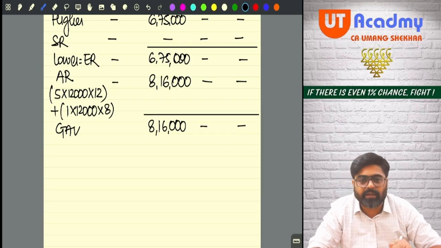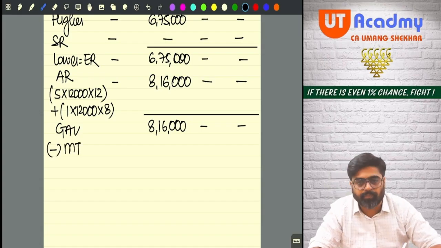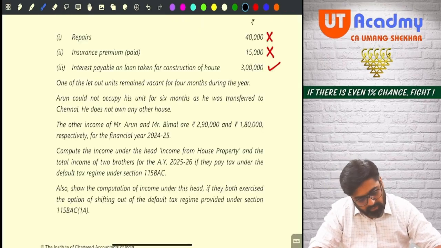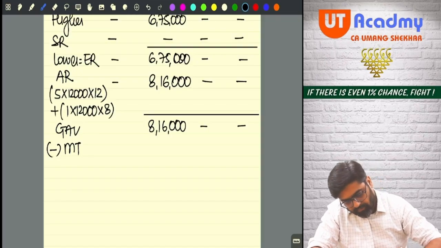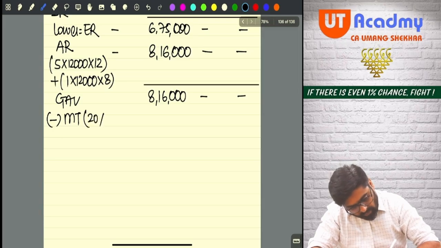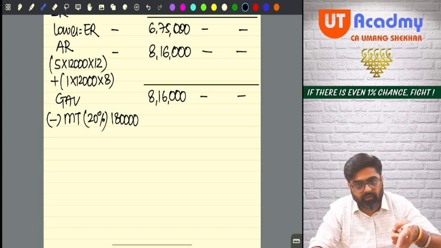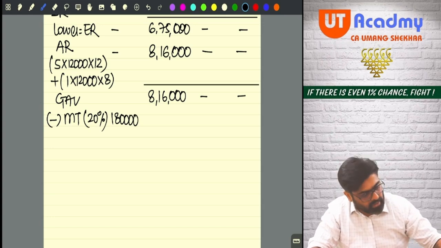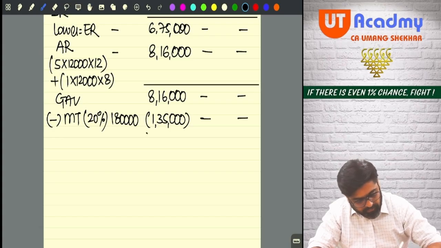So I will take actual rent of 8,16,000 as GAV. Was there any unrealized rent? Sure. So now I will directly reduce municipal tax from here. What was the municipal tax? Municipal tax was 20% of municipal value and that amount is 1,80,000. Yes or no? Now out of 1,80,000, 75% relates to LOP portion. So that will be, if I am not wrong, 1,35,000. Please check. And here it will be dash.